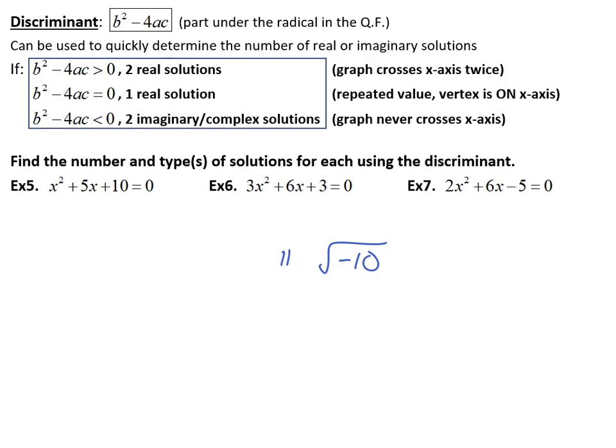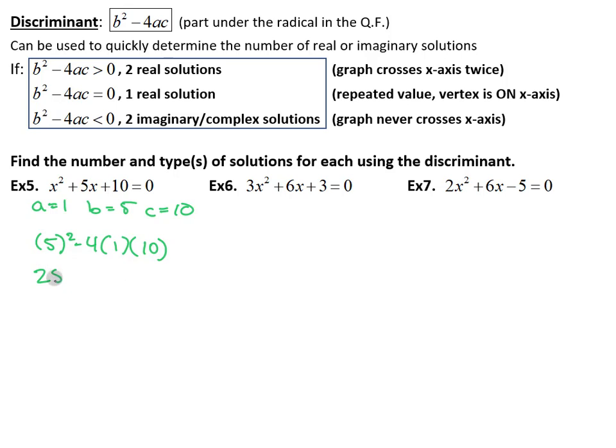So let's quickly try these. We're just doing the b squared minus 4ac to answer this question. Find the number and types of solutions for each using the discriminant. So all again we need to do is identify a, b, and c, and do our discriminant, the b squared minus 4ac. So 5 squared minus 4 times a times c. So b squared minus 4ac.